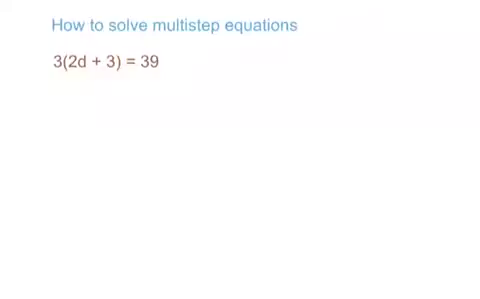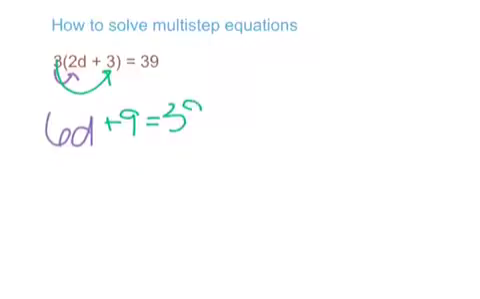Alrighty, now how to solve multi-step equations. There's a couple different ways to do this. So I'm going to give you one example here, and we'll go from there. If you have the chance to distribute first, that's what you're going to want to do. So let's do this. I'm first going to distribute the 3 to the 2d, which will give me 6d, not 60. And then 3 times here, which is going to give us a positive 9. Bring down that equals 39.